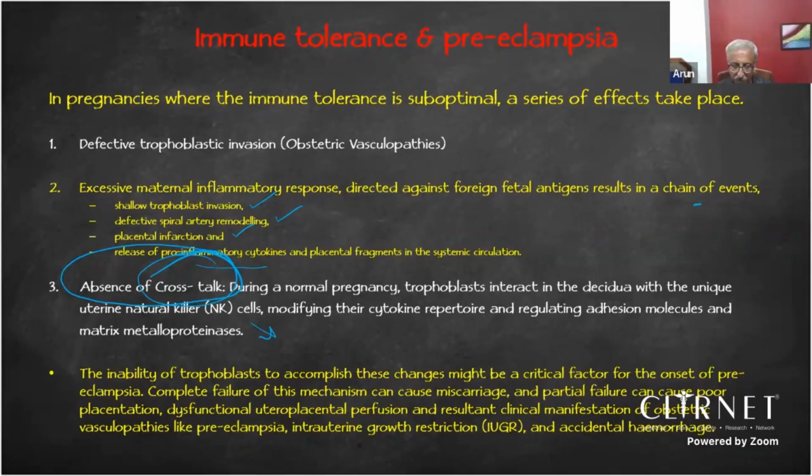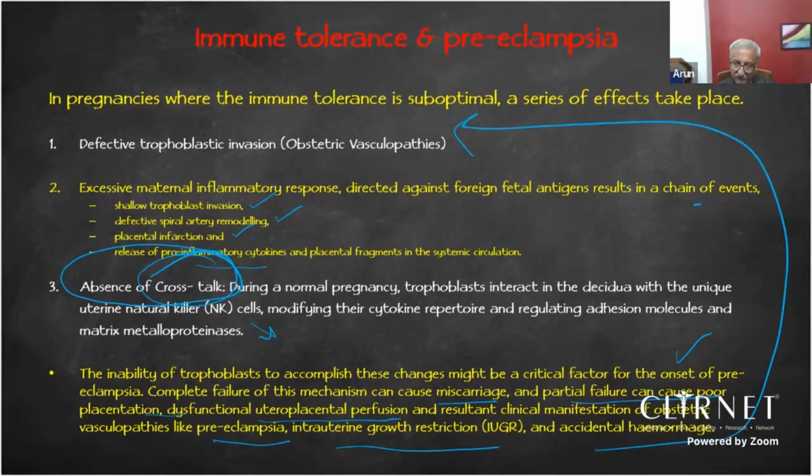This is how it happens in human behavior also. If we don't talk to each other, there will be trouble, right? Communication is very important. If there is no communication, like in this situation, that leads on to the onset of preeclampsia. Complete failure of this mechanism can cause miscarriage. Partial failure can cause poor placentation, dysfunctional uteroplacental perfusion, and result in manifestations like preeclampsia, IUGR, and accidental hemorrhage. They are all part of the obstetric vasculopathies.